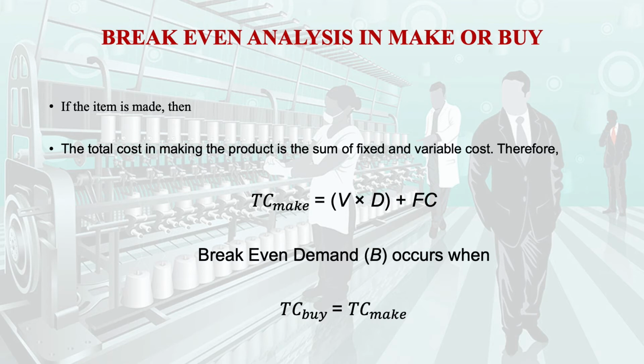Now if the item is made, then definitely the total cost will be the sum of fixed cost and variable cost. Therefore, total cost of making the product will be V into D, where V is the variable cost multiplied by demand, plus the fixed cost. When the break-even demand B occurs, the total cost of buying should be equal to the total cost of making. That is the point where one has to decide whether to buy or to make.